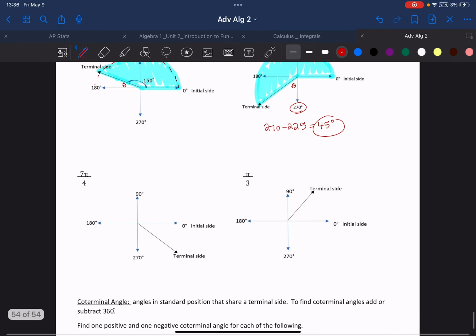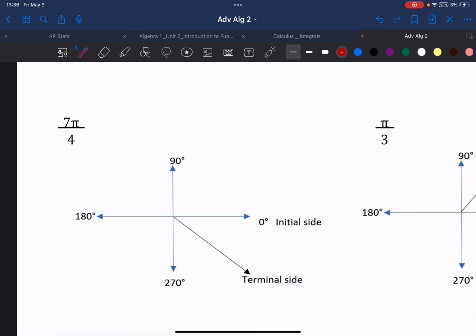Now let's look at this one right here. Notice that it gives us 7 pi fourths. Before we can graph this angle, we have to turn it into degrees. To do that, I'm going to multiply by 180 over pi and look at the diagonals. On the first diagonal, the pi's cancel out, and on the second diagonal, we know that 4 goes into 180 45 times. So I have 7 times 45, which is 315 degrees.